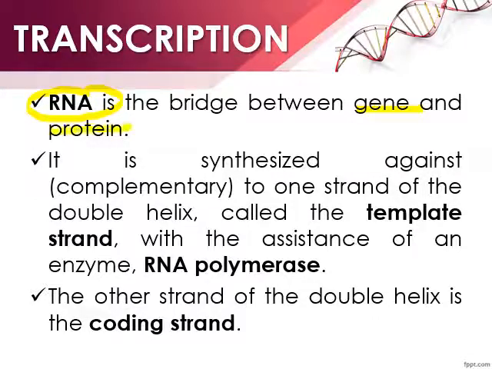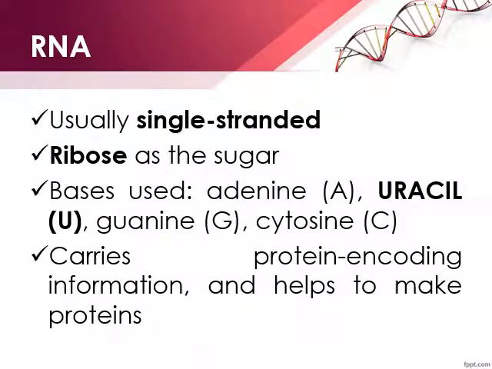It is synthesized against one strand of the double helix called the template strand, with the assistance of an enzyme, the RNA polymerase. The other strand of the double helix is the coding strand. RNA is ribonucleic acid. It is a single strand. What is its sugar? Ribose. Its bases are adenine, uracil, guanine, and cytosine. Compared to DNA, where thymine is the base paired with adenine, in RNA it is replaced by uracil.